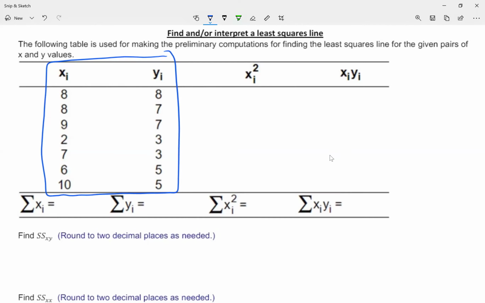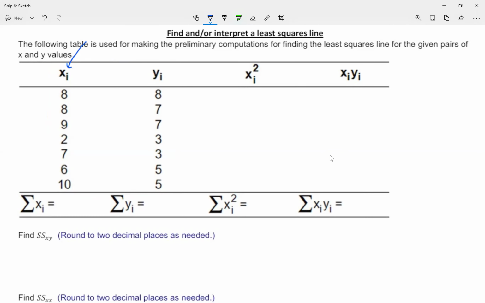I'm looking at the first column, the x column, and I'm going to square each of those numbers. So my column here will be 64, 64, 81, 4, 49, 36, and 100. Okay, so all I did was I took the numbers in x and squared each number.